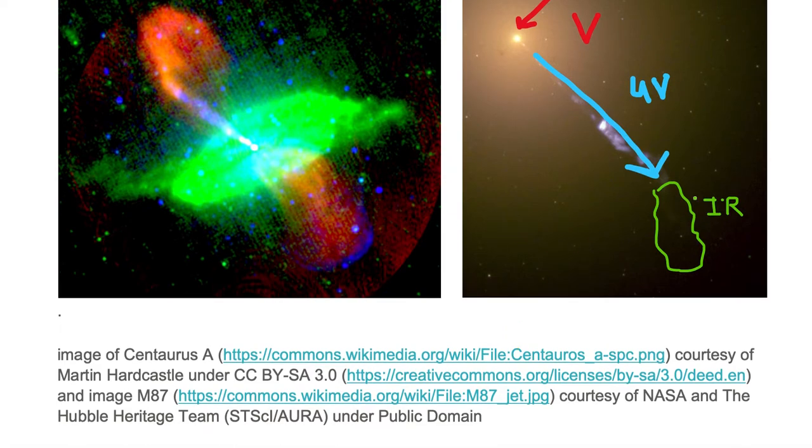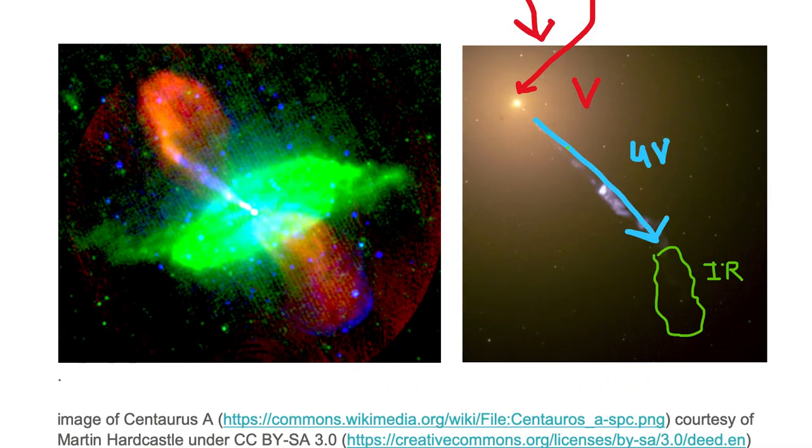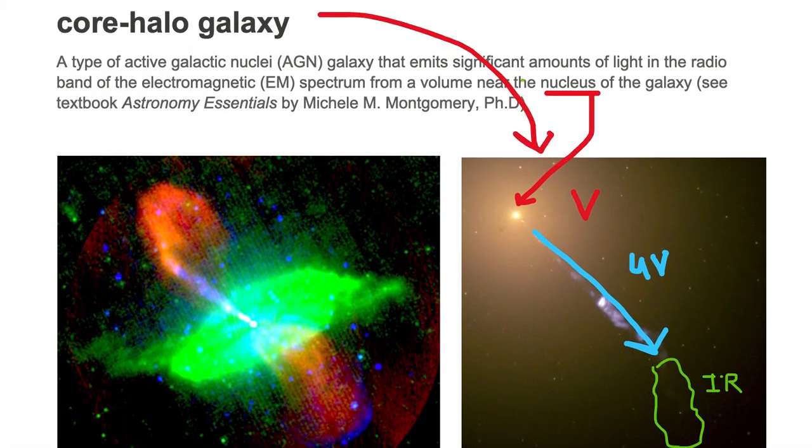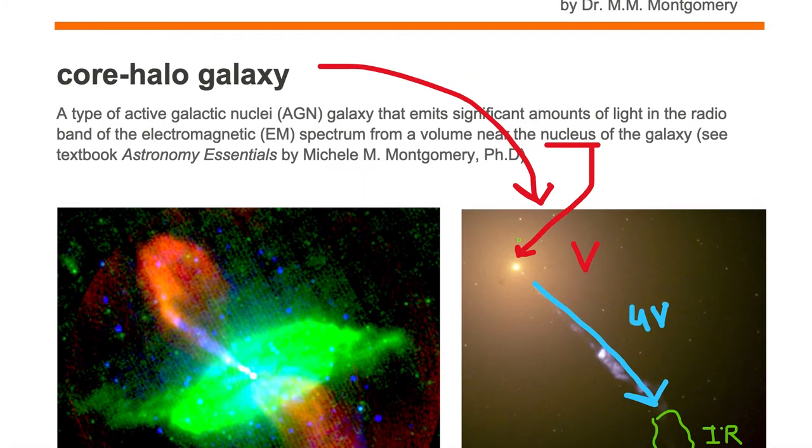Now, the image on the right is a core halo galaxy. The jet is almost coming towards us, almost perpendicular. It's just slightly off to the side. Our eye is over here looking at this galaxy, and we're looking almost down the jet, down to the core region, which is also known as the nucleus.